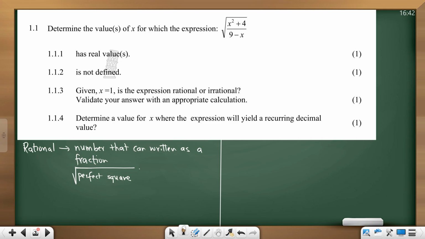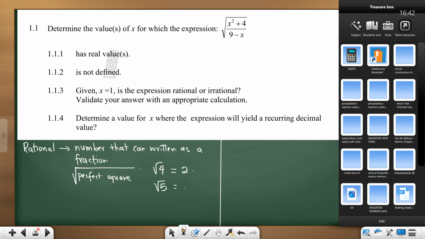If I have a square root, let's try. What is the square root of 4? 4 is a perfect square, so that's 2. But if I tell you the square root of 5, 5 is not a perfect square. You won't be able to write this as a fraction.